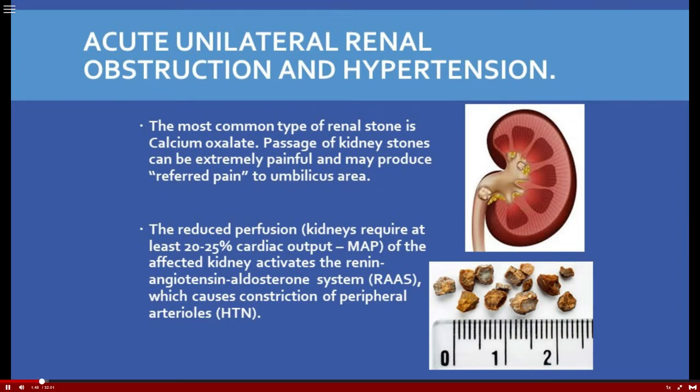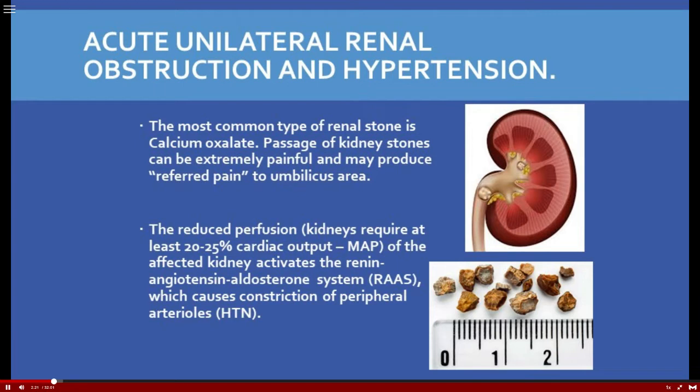So passage of those kidney stones through the ureter, through the urethra, a lot of times it's, like I said, very painful, but we call that pain referred pain. Referred pain, and it's to the umbilicus. The reason is because the ureter actually arises from that 10th thoracic nerve root. Thus, they feel that pain around the umbilicus.